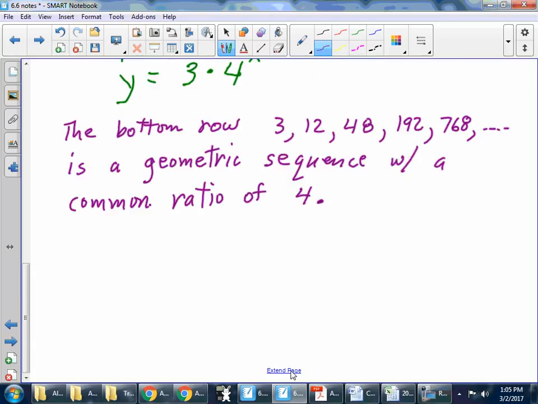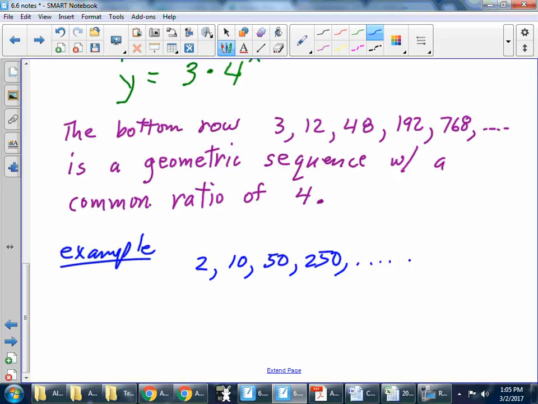So what if I gave you, as an example, really fast, 2, 10, 50, 250, and so on. Okay, who haven't I picked on yet? Zach, how are you? What is the common ratio? Common ratio is 5.